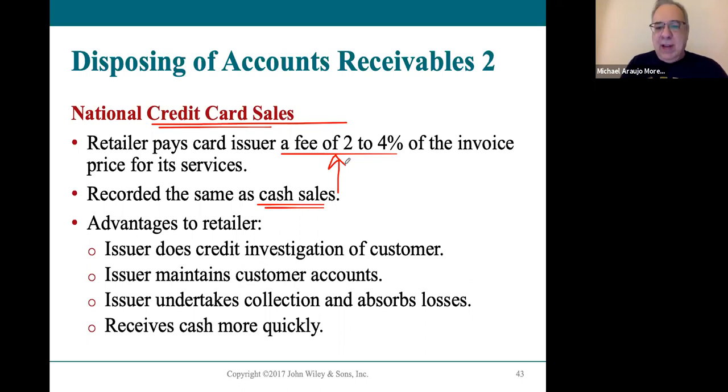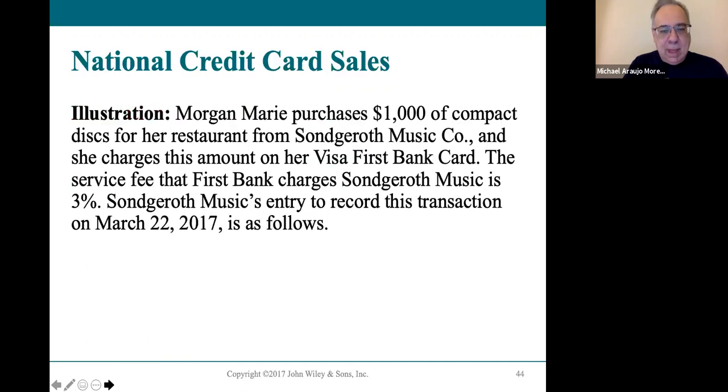There are a lot of advantages as to why retailers want to do this, because if retailers gave everybody an accounts receivable, they would have to do a credit investigation of every customer, maintain those accounts, undertake collection, and things like that, which is a pain. It's much easier to pay a fee and be part of Visa, MasterCard, etc. And they get the cash very quickly, usually within 1 to 3 days. They get the cash. Perfect. Why bother? It's a cash sale. So how it looks to a company that accepts a credit card is given here.